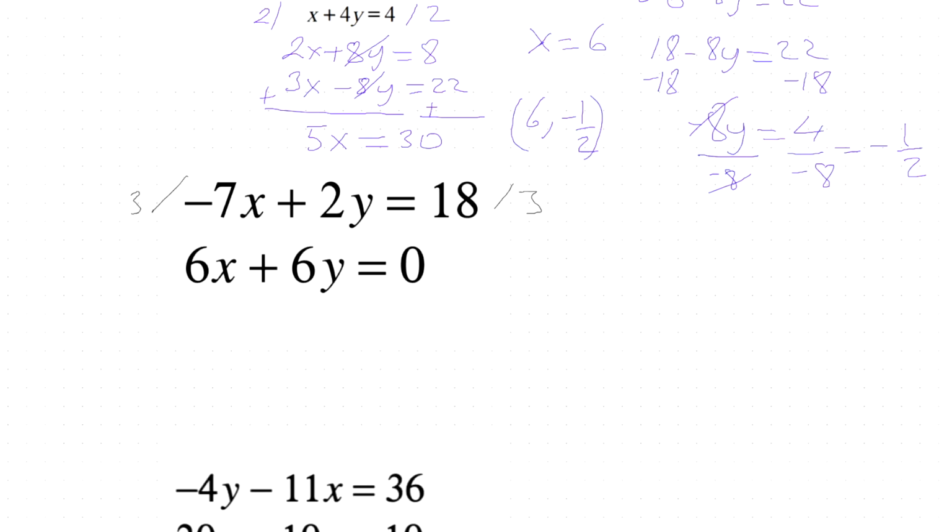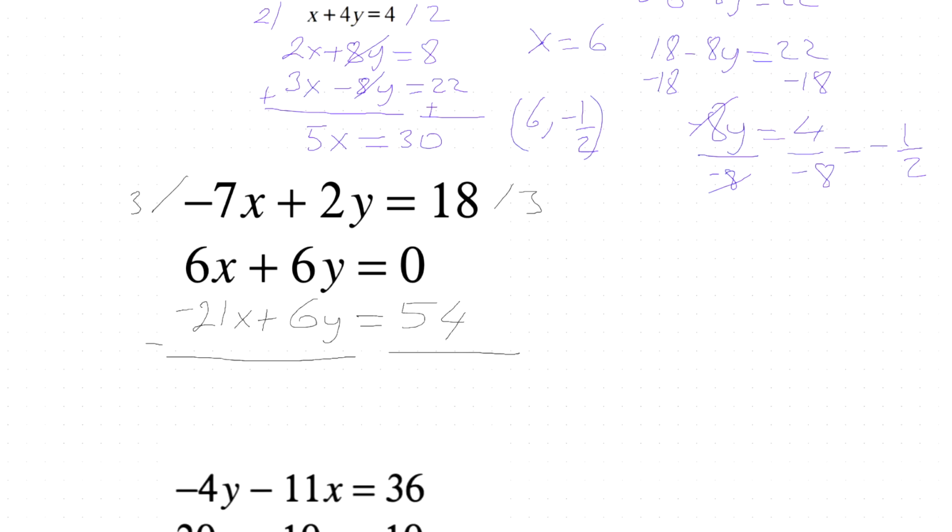In this case, the top one becomes -21x plus 6y is equal to 54. And if you add both sides this time, you will not get rid of the variable y. So in this case, we're not going to add both sides. Since they have the same sign, we will go ahead and subtract both sides of the equation.